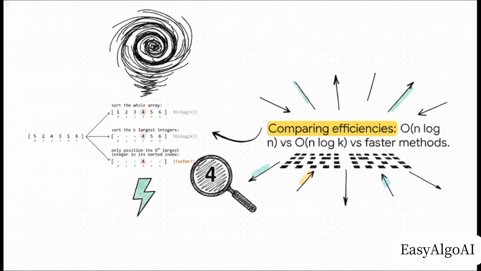We've got our O of n log n brute force method, sure, but since we literally only need that single kth largest integer, sorting everything is frankly overkill. So this completely sets up our journey to find more optimized data structures. We want to find our target number way faster, hopefully dropping that time down to O of n log k, or hey, maybe even better.